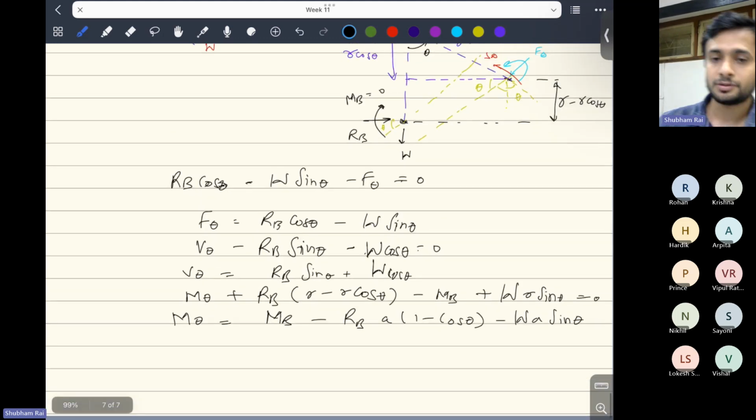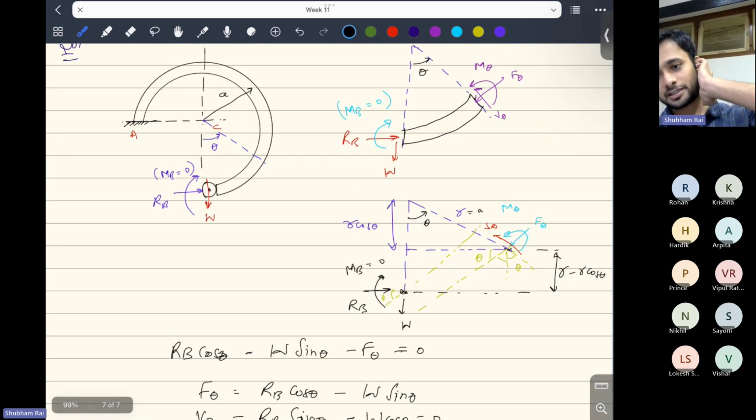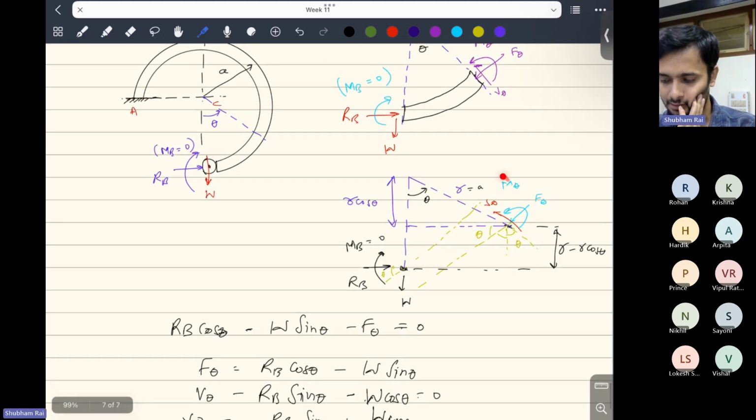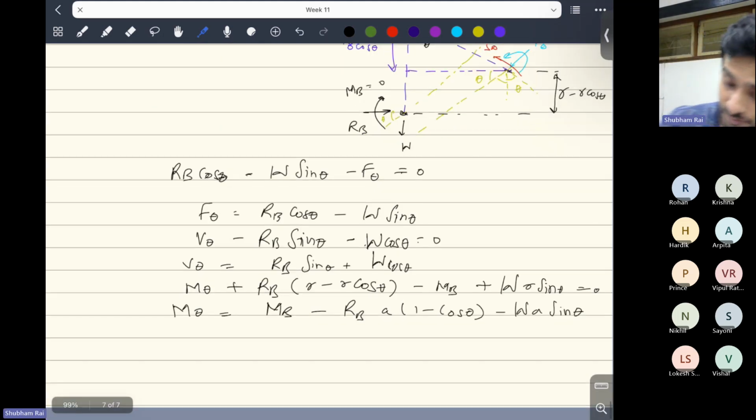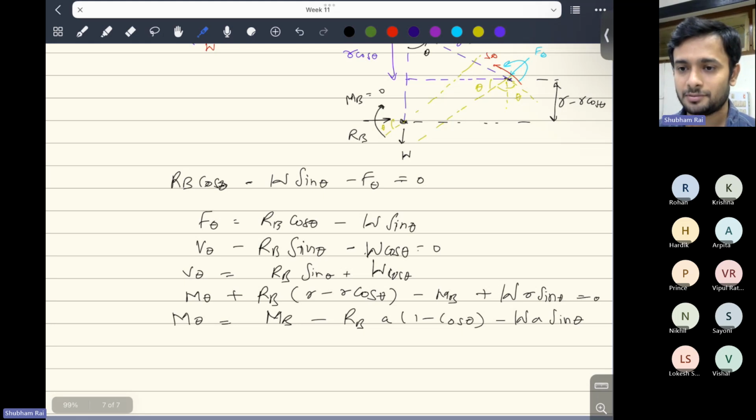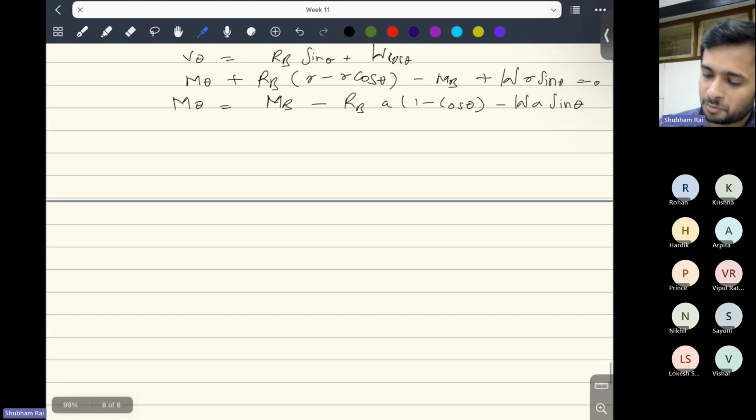Now for the total energy, you just see here. These all are in principal directions. All three are perpendicular, because M theta is pointing in plus z direction, F theta is pointing in minus e theta direction, and V theta is pointing in e r direction. So e r, e theta, and e z are all perpendicular to each other. So we can simply add them. There will not be coupling between these three. Remember, this is not the principle of superposition. Because these are perpendicular to each other, there will not be any coupling between the components of these forces or moments.